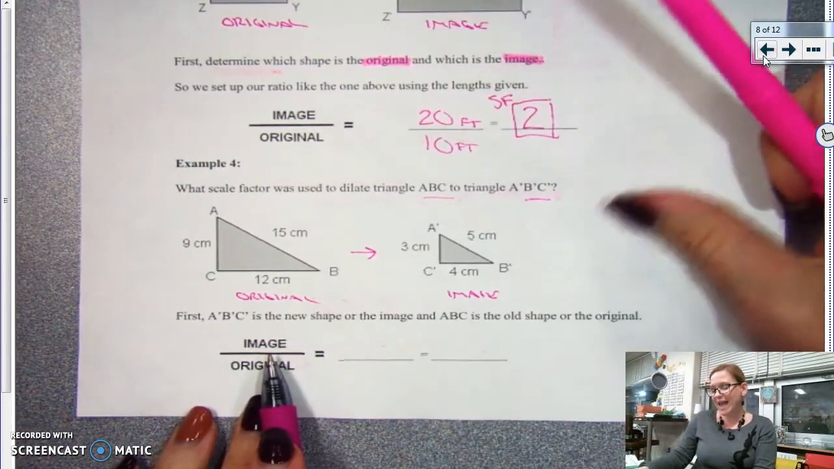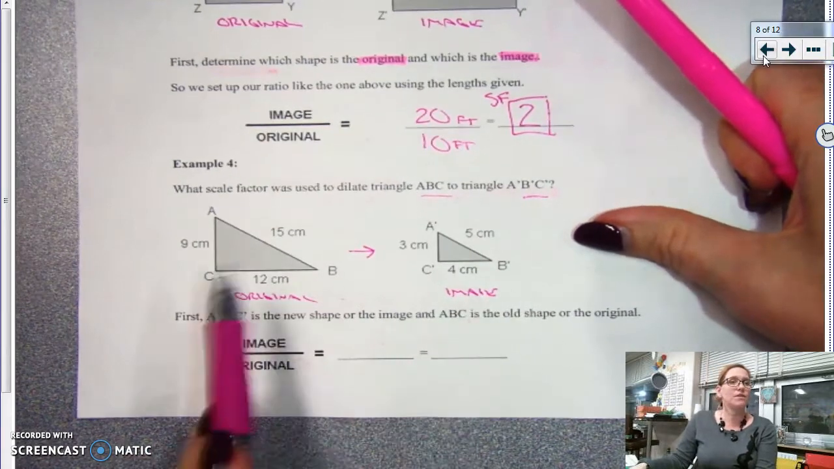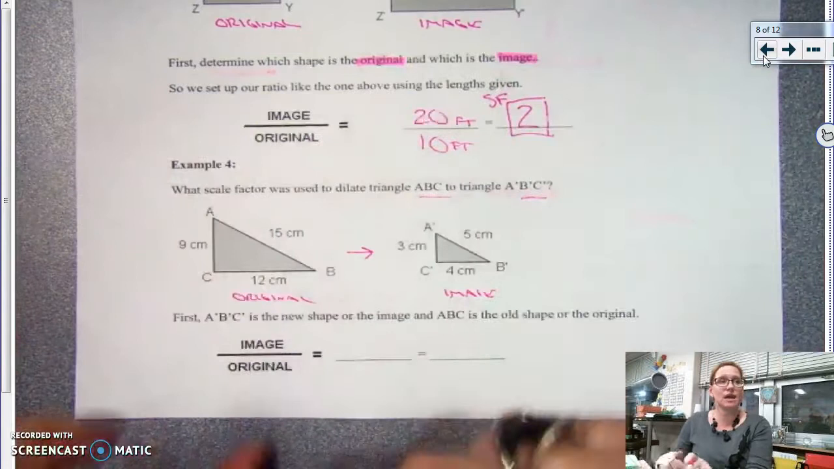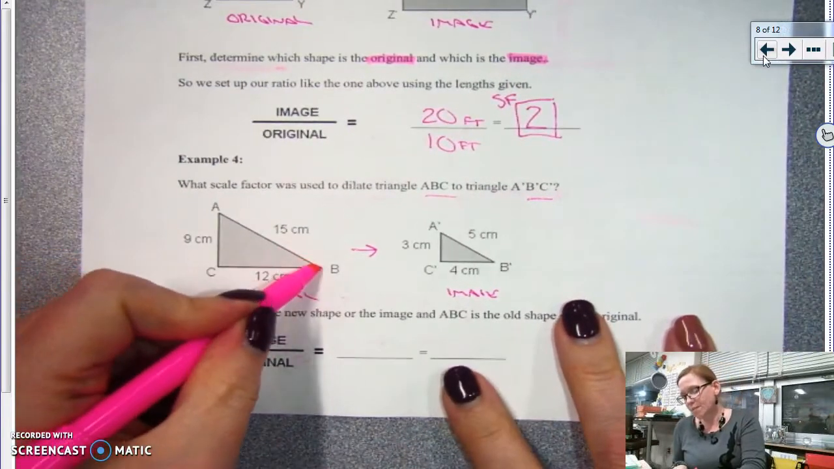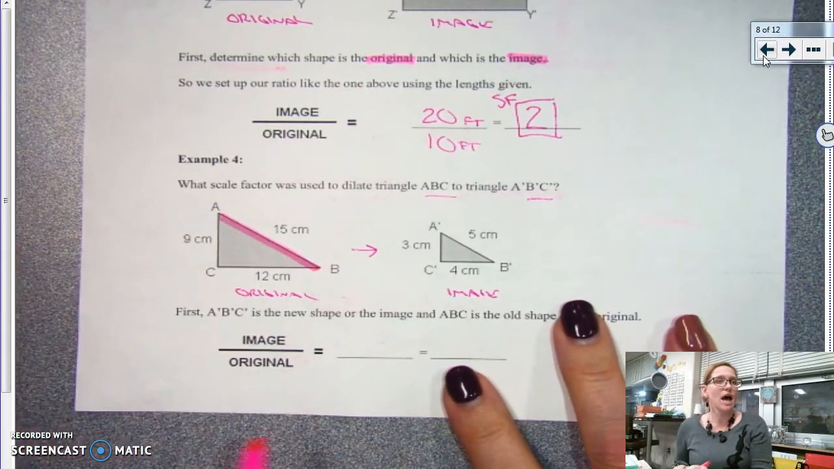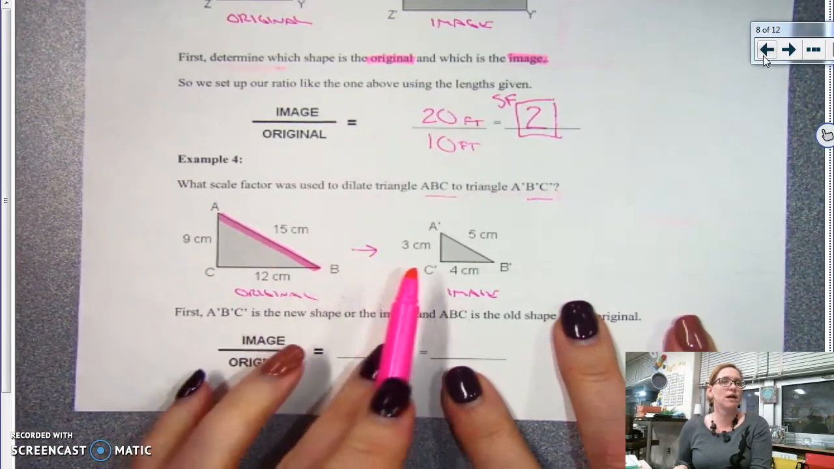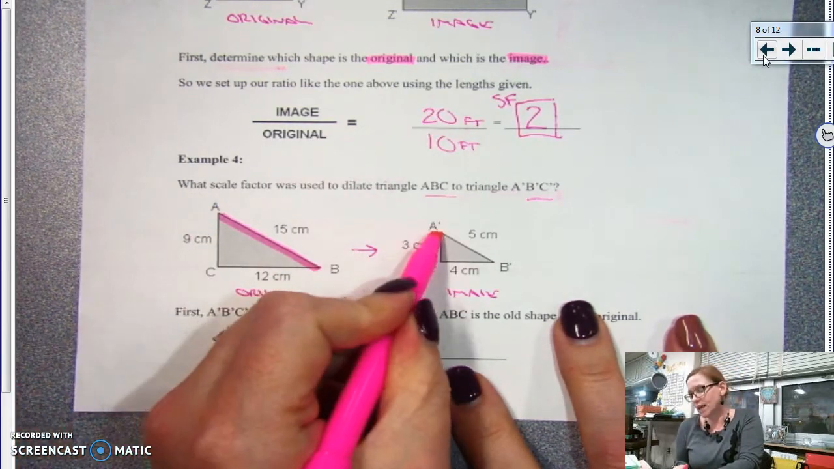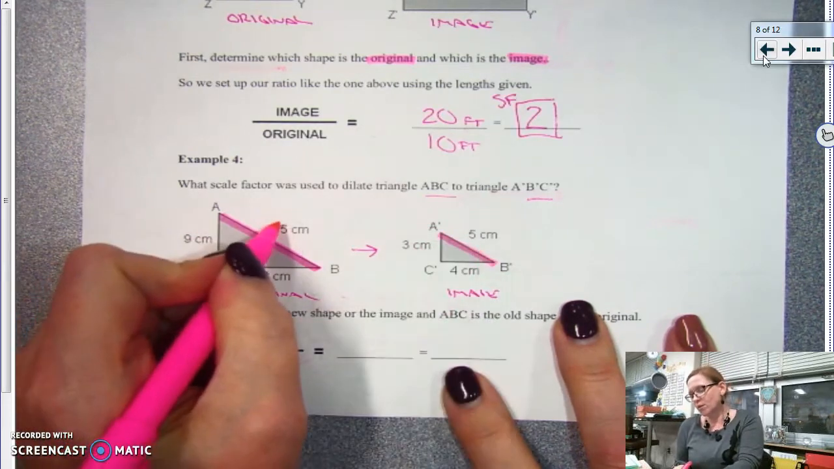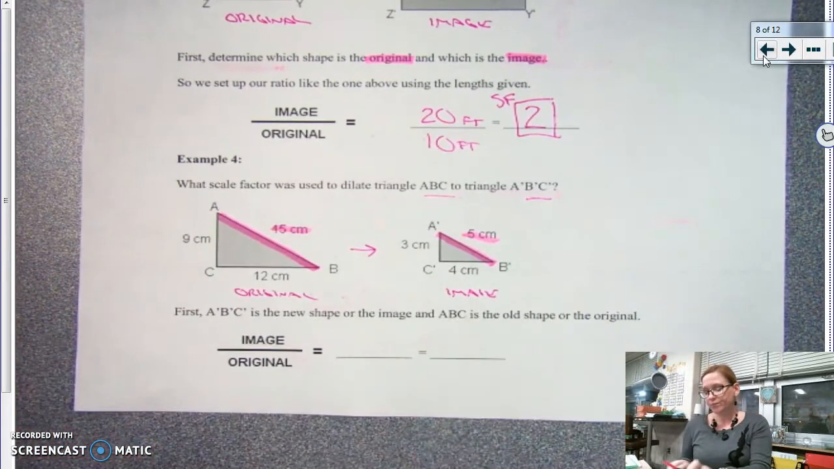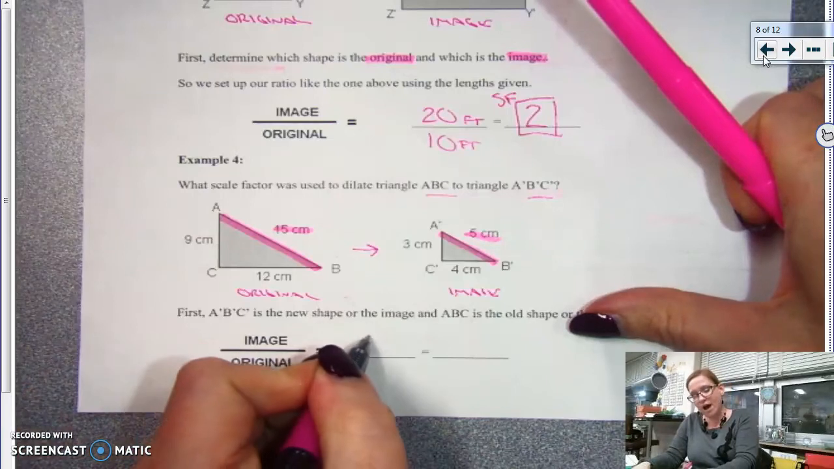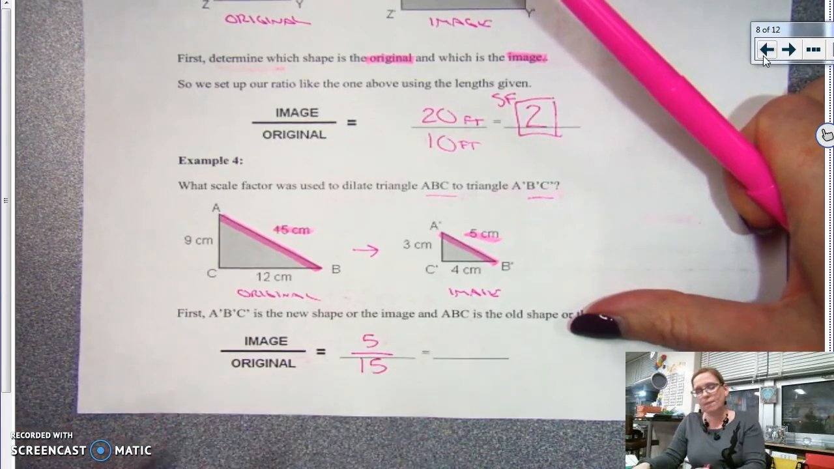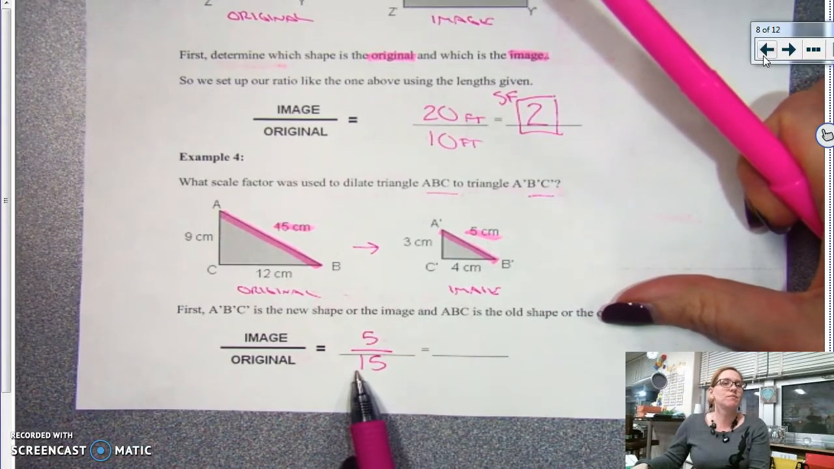So we can pick any dimension on this triangle, but we have to pick corresponding parts. So they've got to be the same. So for example, if I picked this part right here, I have to find out where that part on the triangle is over here. So obviously AB is going to be similar to A prime B prime. So I'm going to take 15 and 5. So the image is 5, and the original was 15. Okay, so that would be my scale factor.